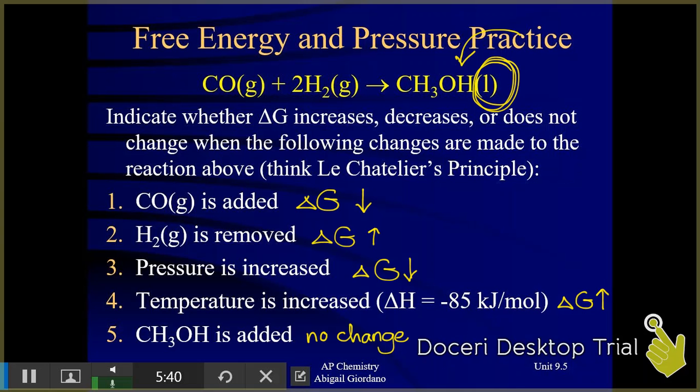Okay, so you're not being asked to calculate these new delta G's when these stresses have been made. That's not on the AP exam anymore, but you may be asked to predict about the favorability of the forward reaction.